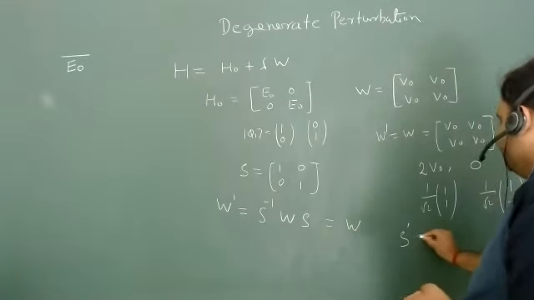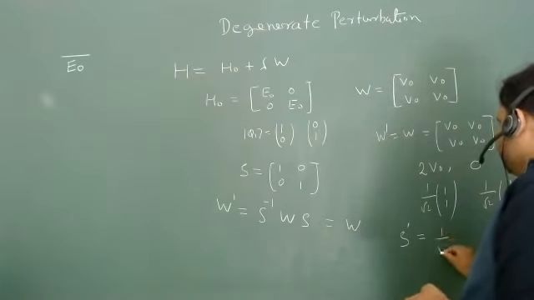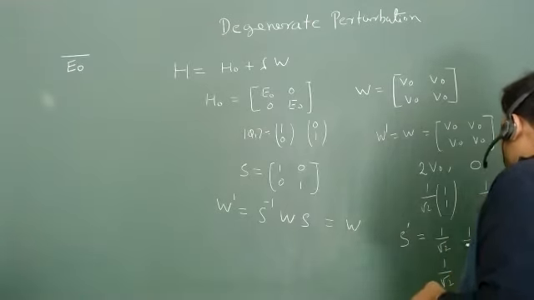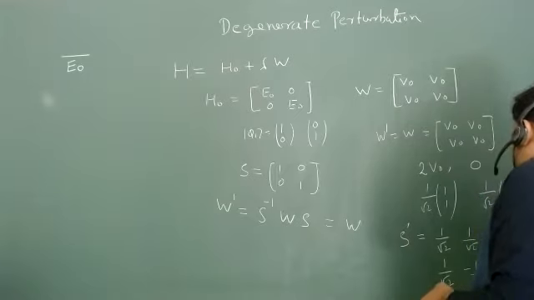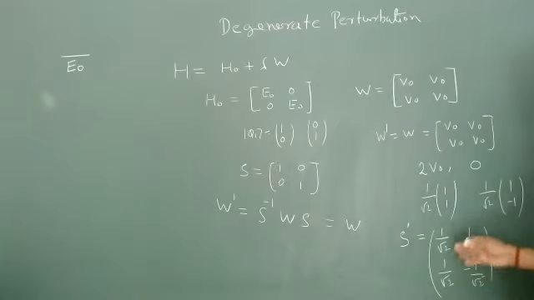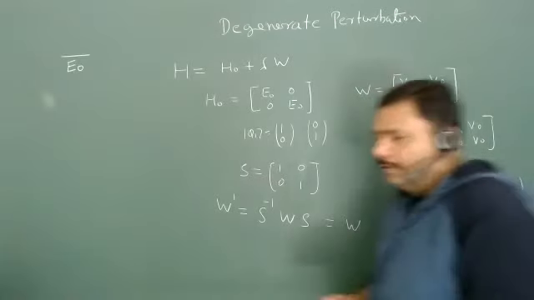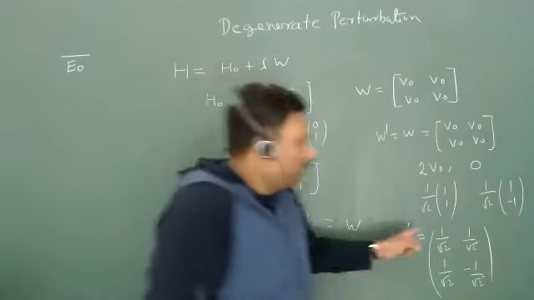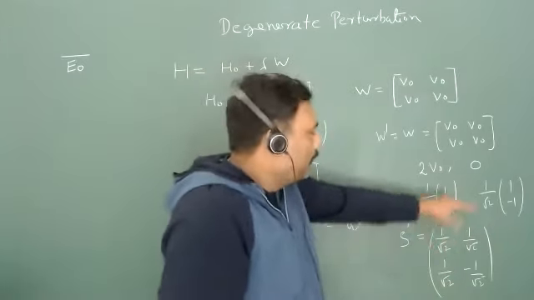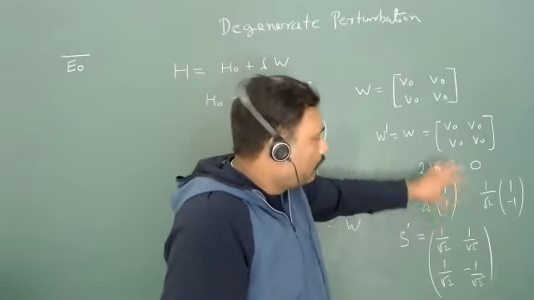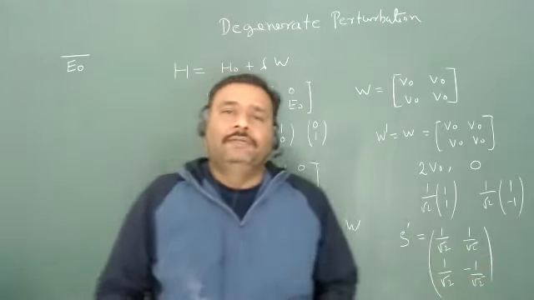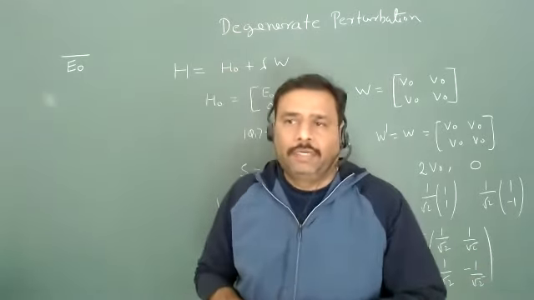dash matrix, and this can be written as 1 by root 2, 1 by root 2, 1 by root 2, minus 1 by root 2. I have written this particular matrix in a very smart way. I have just put that this should be a symmetric matrix, and hence I have taken this vector as a normalized vector. And we have written it in a way such that it can be treated as a unitary matrix.